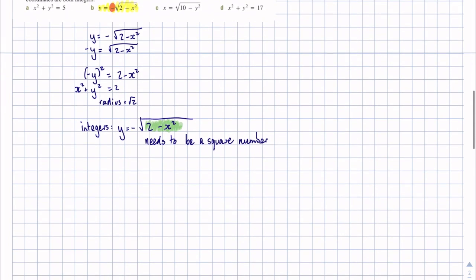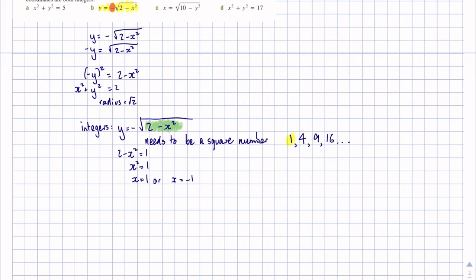2 minus x squared, so we're not going to get 4. Don't forget our square numbers are 1, 4, 9, 16, etc. Well, 2 minus x squared, if we had that coming out as 4, well, we're never going to end up with that coming out as 4 because 2 minus x squared is going to be a positive number. The only number we can aim for is 1 under this thing, yeah? So 2 minus x squared is going to come out as 1, which means x squared's got to be 1, which means x has got to be 1, or x equals minus 1.